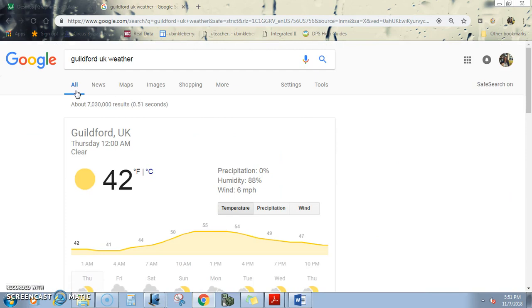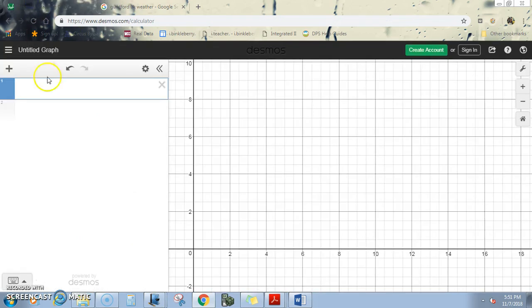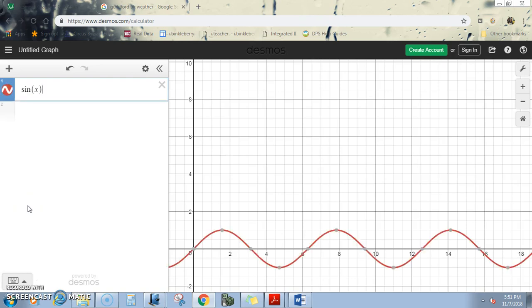If you look at the weather, it looks like today it had a high of 55 and a low of 42. So how are we going to use that to build my sine curve, my model of the temperature? So let's just graph our regular sine of x. Are you okay, Arnie? My dog's making some noises.